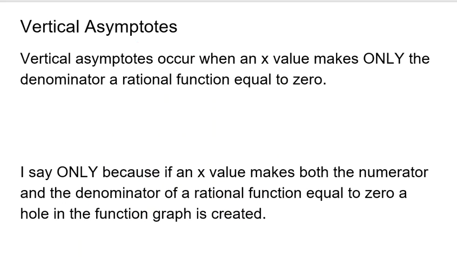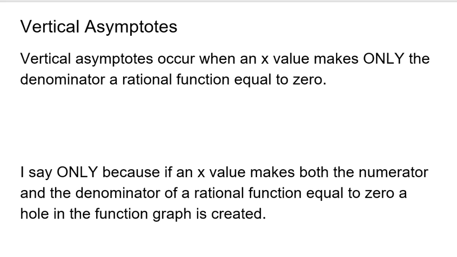All right, so let's talk about vertical asymptotes for a little bit here. Vertical asymptotes occur when there is an x value that makes only the denominator of a rational function equal to 0. So the only time you're even going to have to worry about a vertical asymptote is if there is an x or a variable in a denominator. If you have a variable in a denominator, you do have to be on the watch out for vertical asymptotes, and they are any value that only makes the denominator 0.